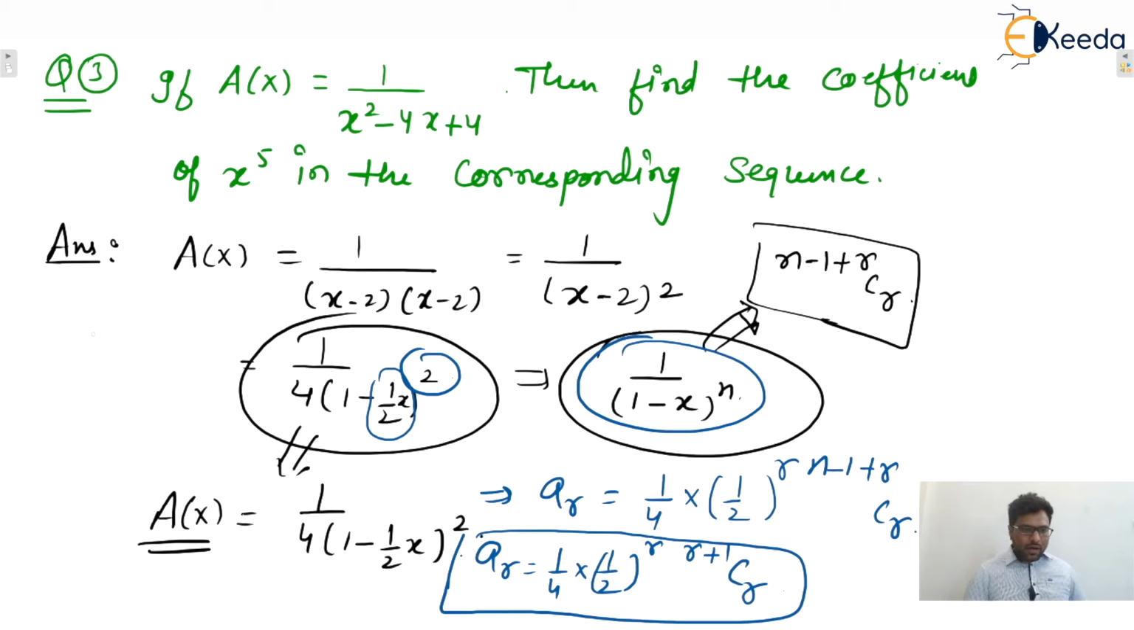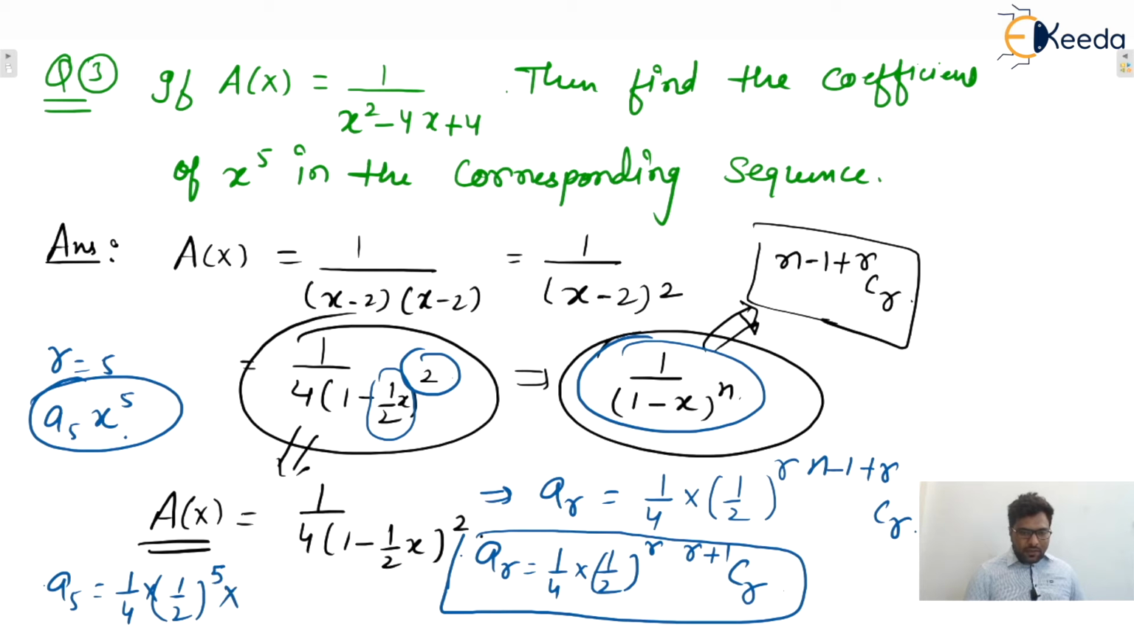Now put r value equals to 5, because a5 will be the coefficient of x power 5. So what will be the answer? The answer is going to be a5 equals 1 by 4 into 1 by 2 raised to power 5 into (5 plus 1) C 5, that is 6C5. So ultimately, after simplification, this is going to be 3 divided by 2 raised to power 6. That will be the correct answer.